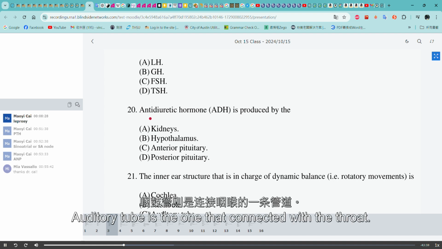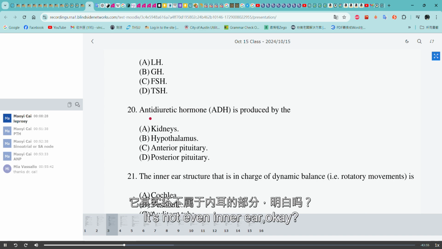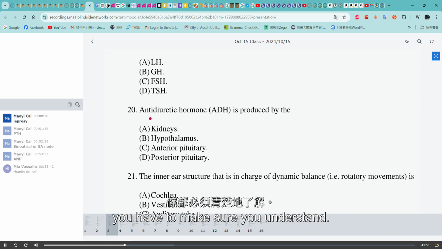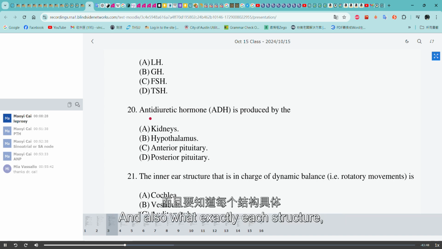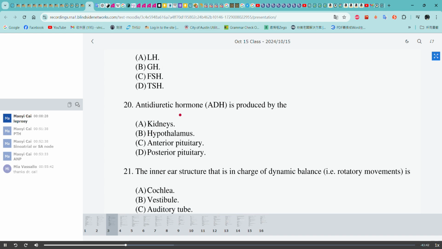The auditory tube is the one that connects with the throat. Middle ear to throat is not even inner ear, okay? So that's why all those anatomical structures, you have to make sure you understand, and also exactly what the function of each structure is as well, okay? So this one is D, 21.